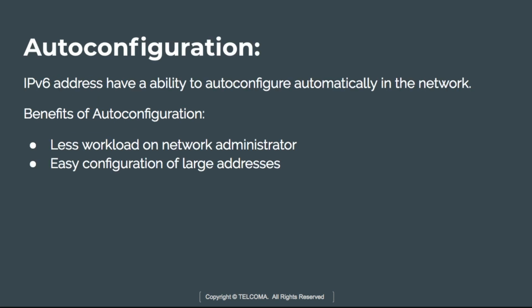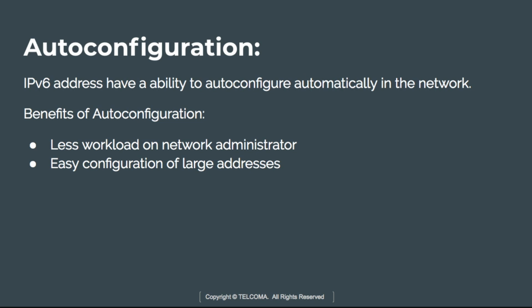Here IPv6 addresses have the ability to auto configure automatically in the network. As in IPv4, the addresses are configured automatically or from the DHCP server. It makes the life of the network administrator easier, especially when we have to allocate an address to a particular device. The benefits of auto configuration are less workload on the network administrator, as well as easy configuration of the large addresses in IPv6.